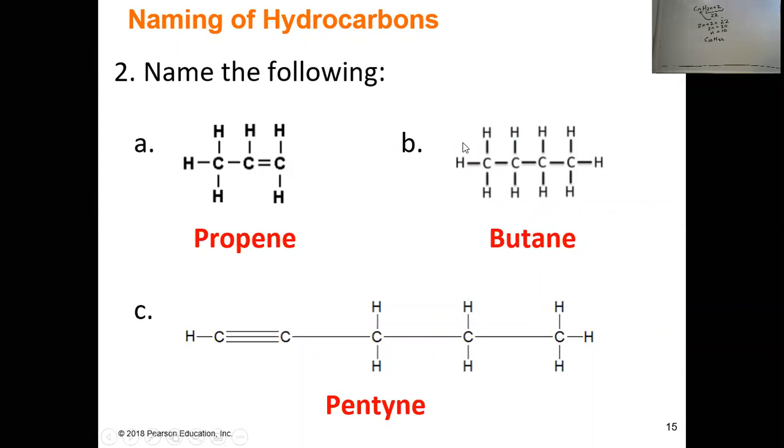Okay, this is what you should end up with. Propene, because there are 3 carbons, butane, because there are 4 carbons, and pentyne, because there are 5 carbons.